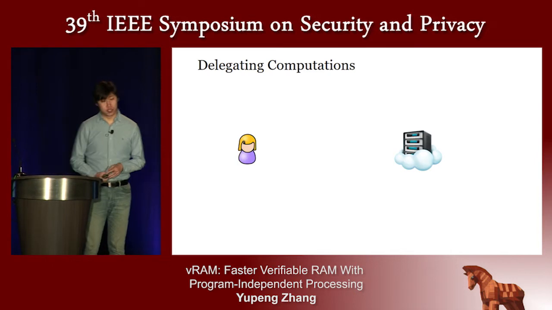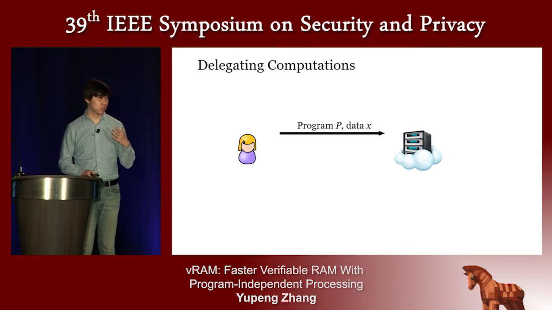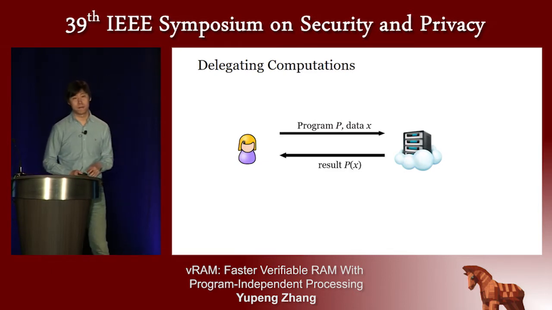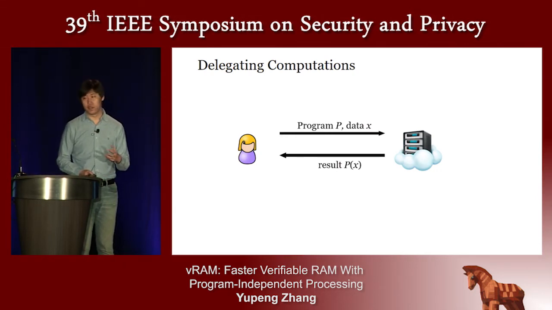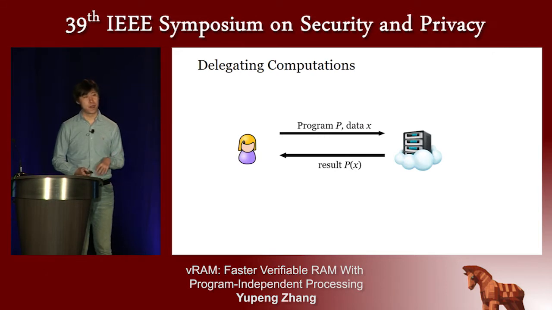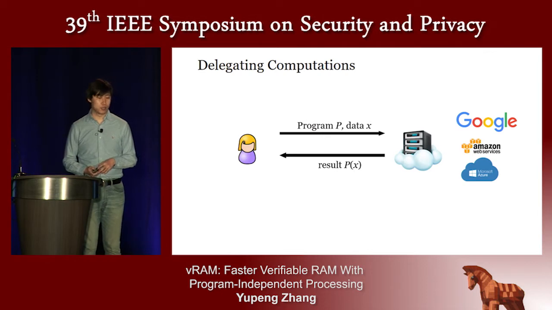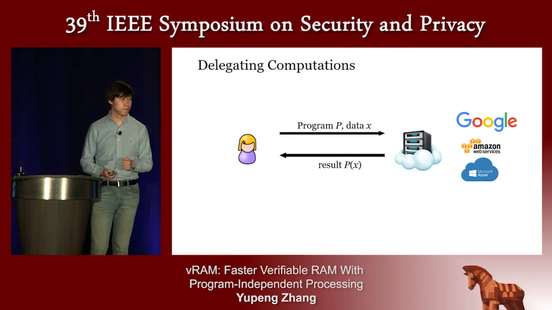So in this paper, we are considering the following scenario where there is a computationally weak user who wants to delegate the computation of a program P on a particular data X to a powerful server and receives the result P of X. And this scenario has a lot of applications in practice, especially with the fast growth of cloud computing. So right now, there are many cloud service providers like Google, Amazon, and Microsoft, and all of us are using their services, delegating our data and computations to the cloud.